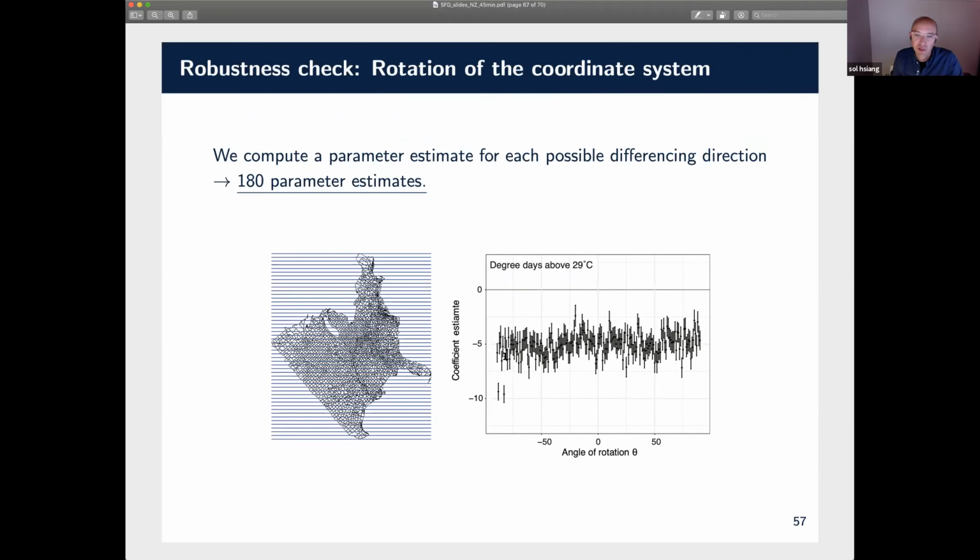What you see here is just an example. The paper has more information. These are 180 different estimates of the effect of extremely hot temperatures, okay? And what's exciting is that we think we've eliminated omitted variables bias, because in order for the local conditional independence assumption to be violated, it would somehow have to be violated regardless of what direction you look in space, because we're getting essentially the same estimate everywhere.